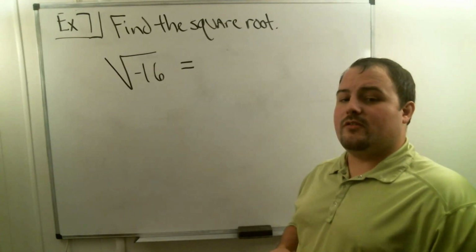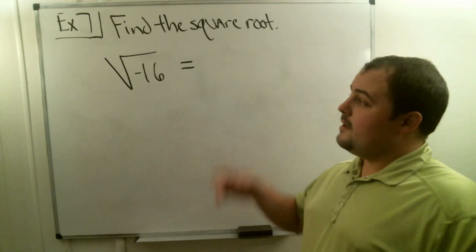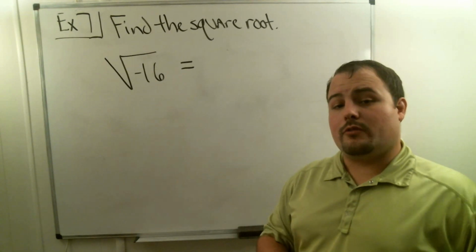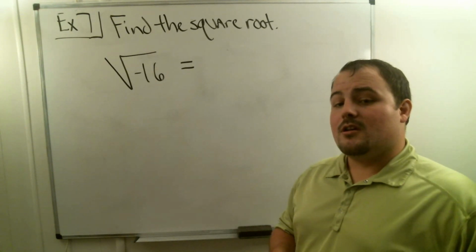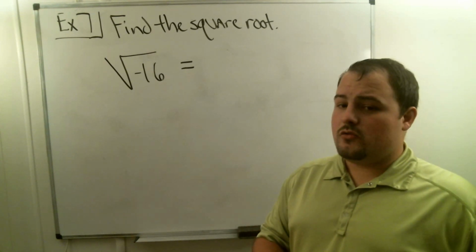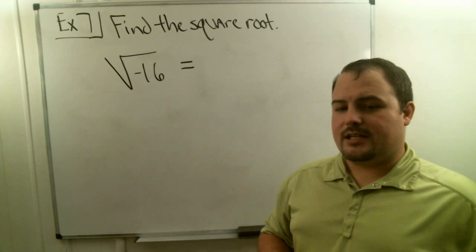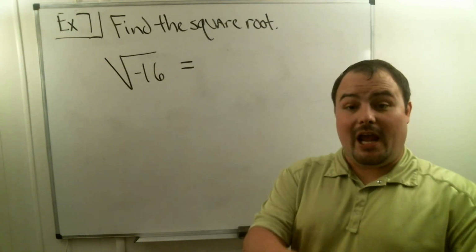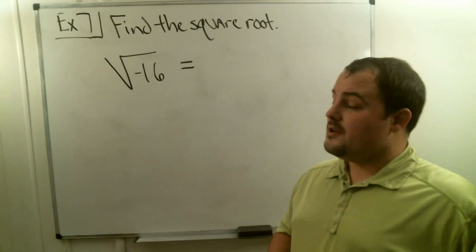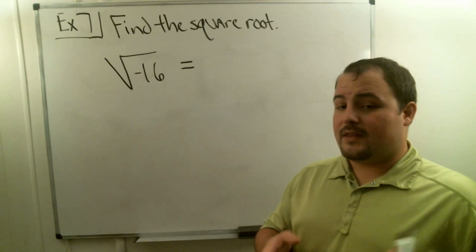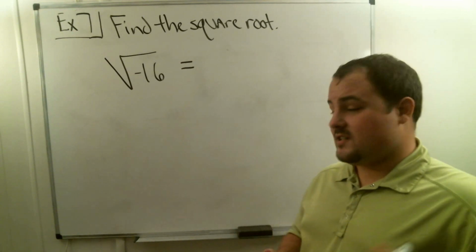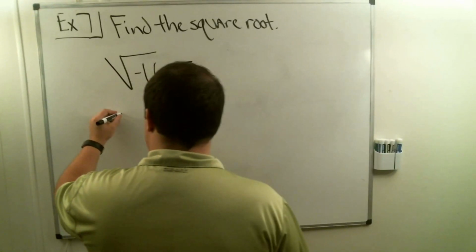In example 7, we have another type of problem. This time it says we're going to find the square root of negative 16. So we need to think about what two numbers exactly the same will multiply together and make negative 16. Again, they have to be exactly the same. Some of you are probably thinking that the square root of negative 16 is 4. Well, let's think about that.